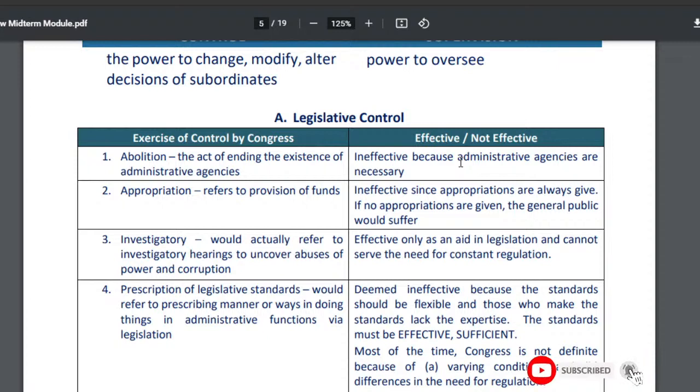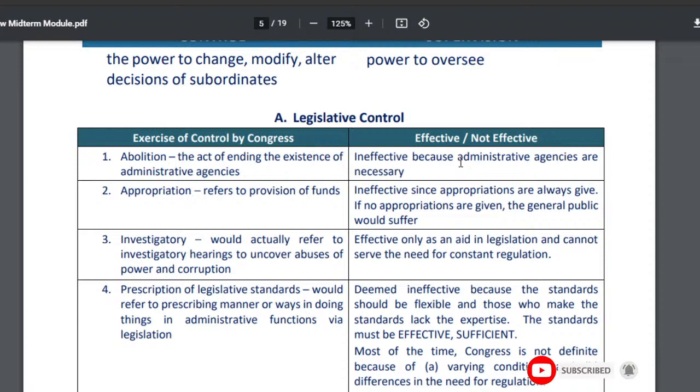So this is very ineffective if Congress only uses it as control. If Congress says, I will not appropriate funds for this particular office because this office is not functioning anymore, that is very ineffective because appropriations are always given whether we like it or not, okay? Before the end of the year, all offices would make some planning, work and financial plan, and then they would do some budgeting, and they would forward this to their head office.